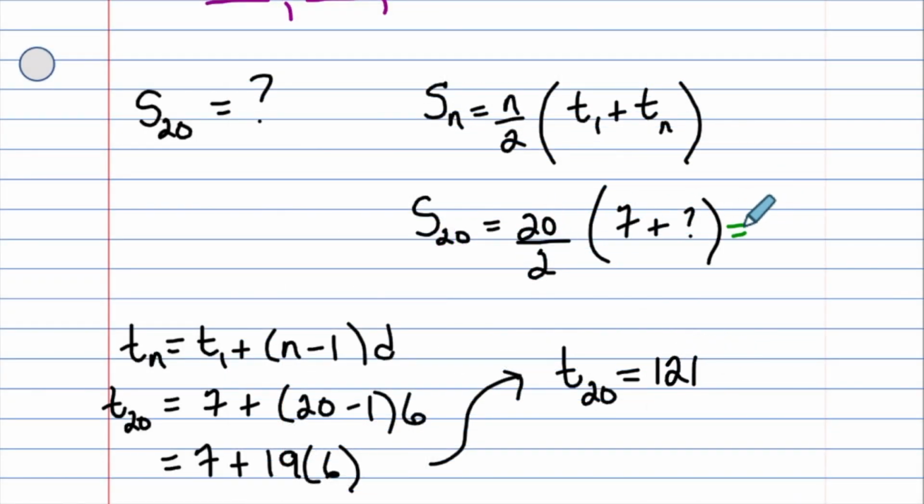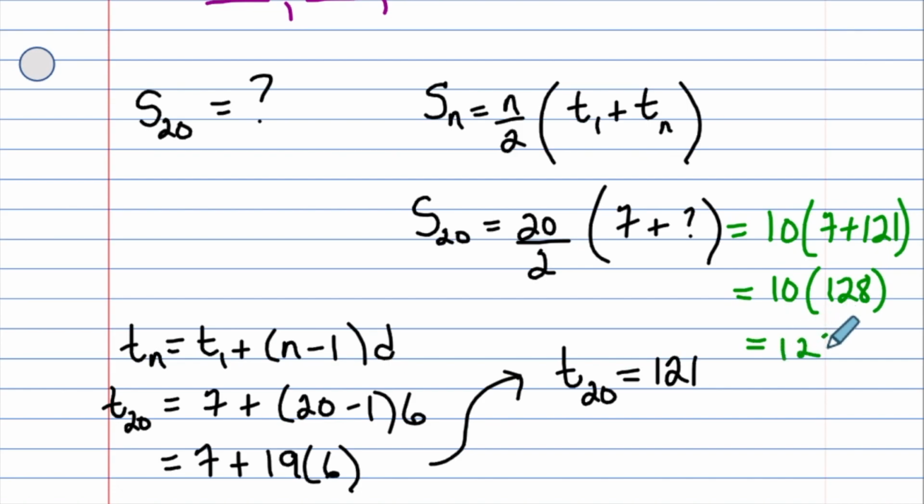We've got 20 divided by 2 is 10, and then the 7 plus 121, and that gives us 10 times 128, which is 1,280, is the sum of 20 terms.